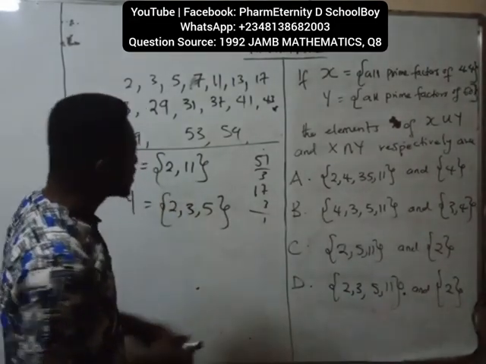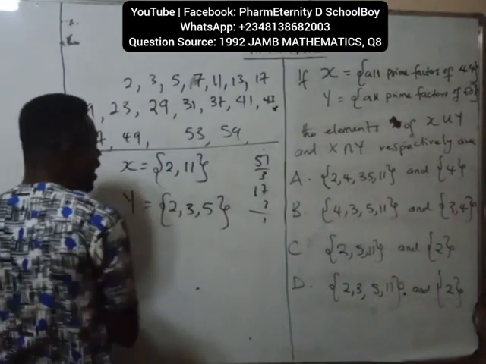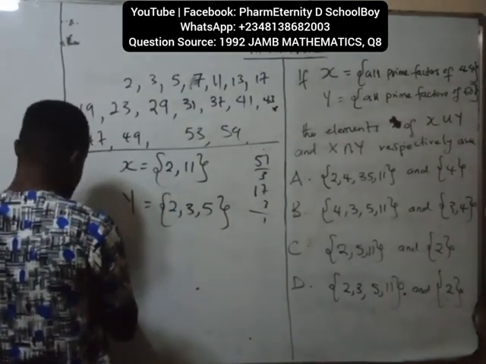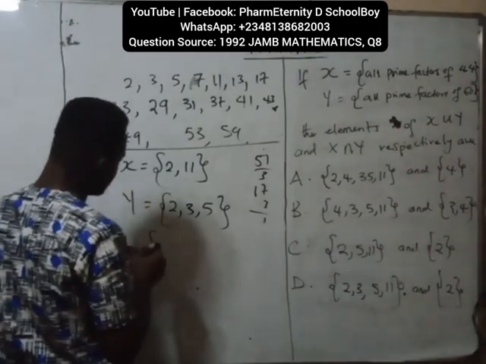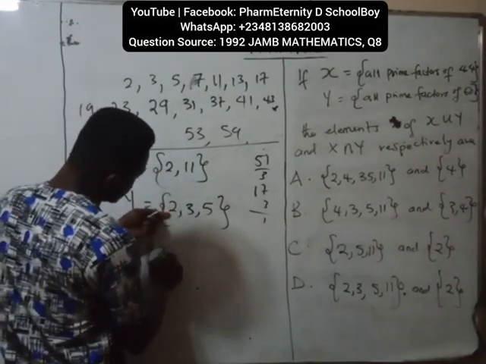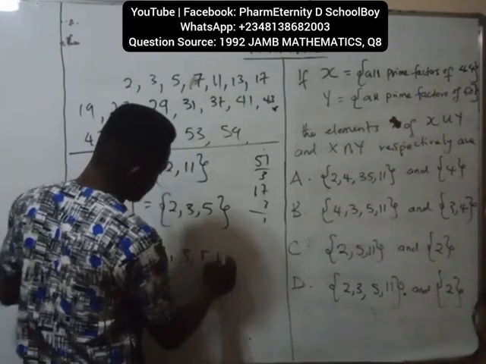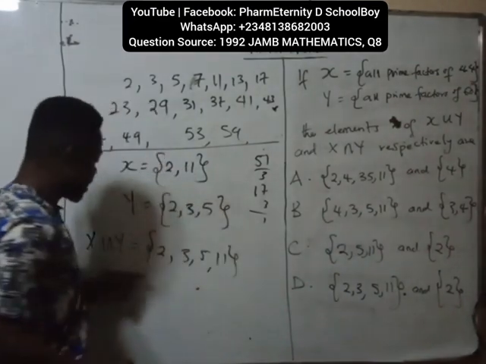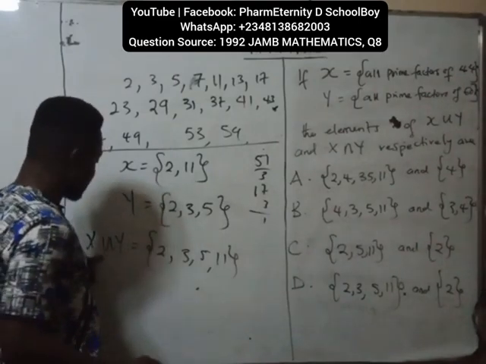Now let us ask for the elements of X union Y. X union Y is the set of elements you get when you combine this and this. There's a 2 here and a 2 here, so we'll pick one. This is 2, then 3, 5, then 11. These are the elements of X union Y.